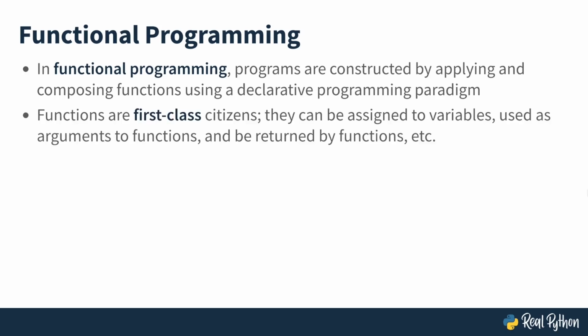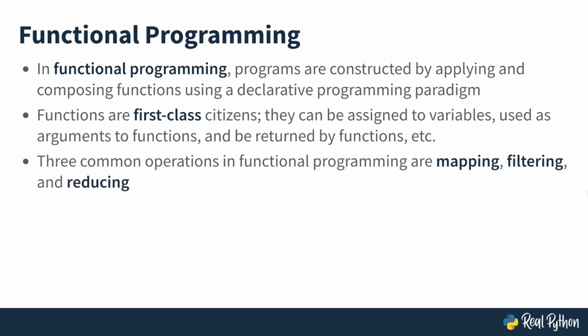In functional programming, functions are first class citizens. And what this usually means is that they can be assigned to variables, they can be arguments to functions, and they can also be returned by functions. Now, there are three common operations in functional programming, and these are mapping, filtering, and reducing data. Let's do a quick overview of these basic operations.